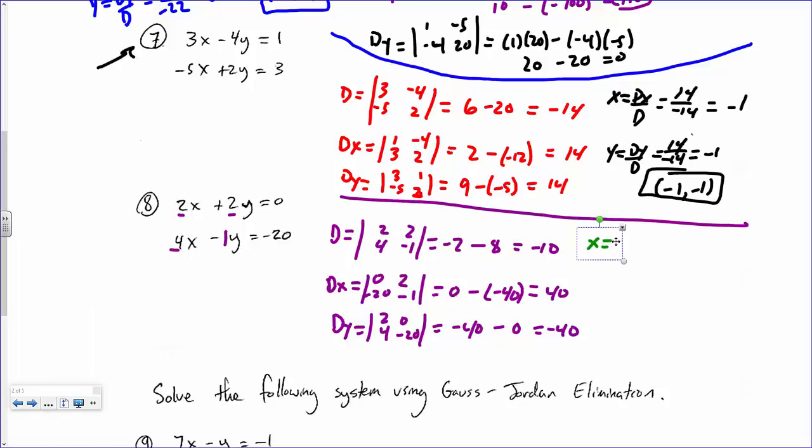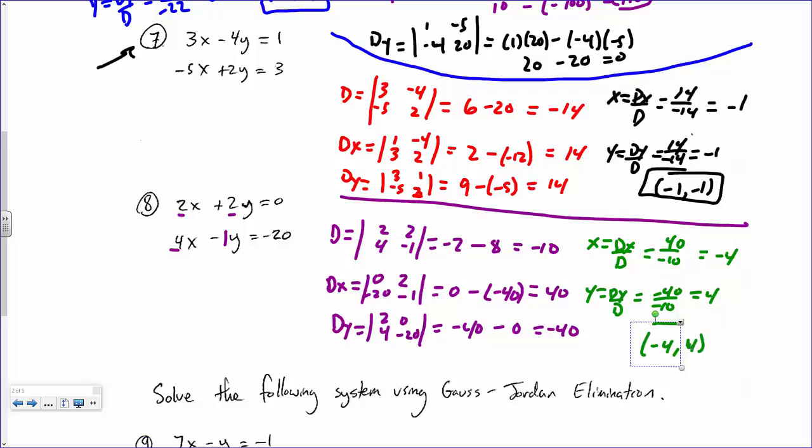So we're going to say x is equal to dx over d, which in this case is 40 over negative 10, so negative 4. Y will be dy over d, which is negative 40 over negative 10, which is 4. So your answer, as an ordered pair, is negative 4, comma 4. And that's your solution to this.